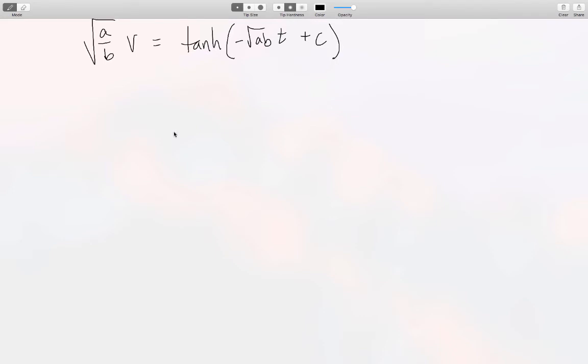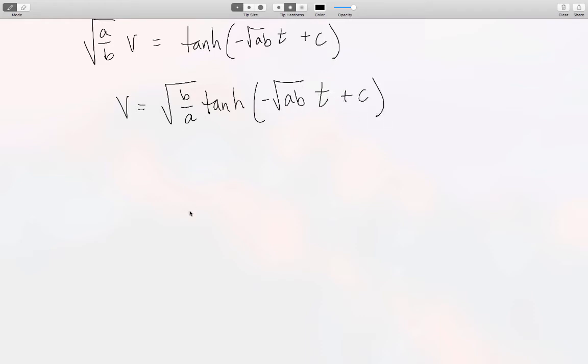So we're here and we're solving for v. So we'll say v is square root of b over a hyperbolic tangent of negative square root ab t plus c. Now we can go back and put in what the a and the b were in terms of those original constants m and g and k and so on.